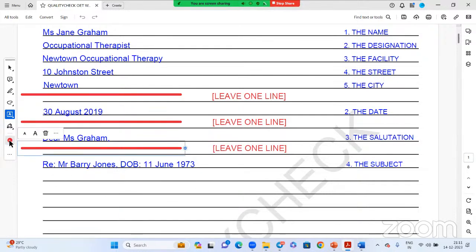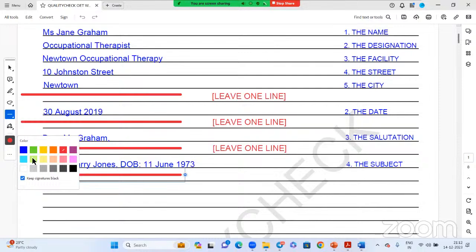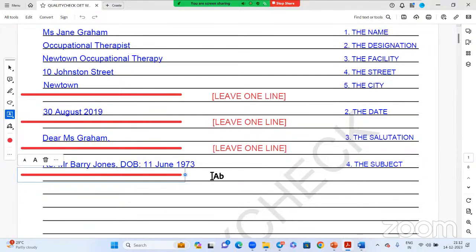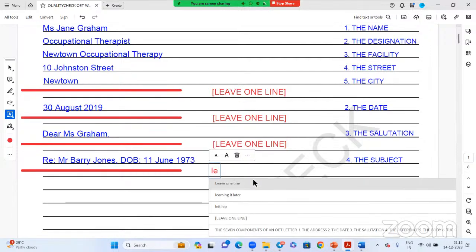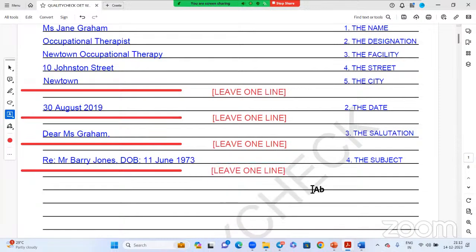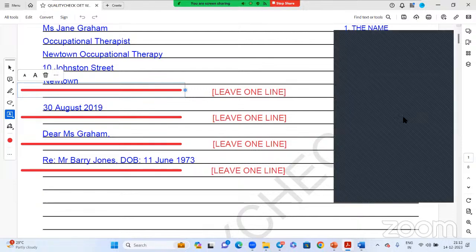Then again you will leave one more line. Leave one line here. That's it. So leaving one line. So this is the way how you are going to follow on a daily basis.